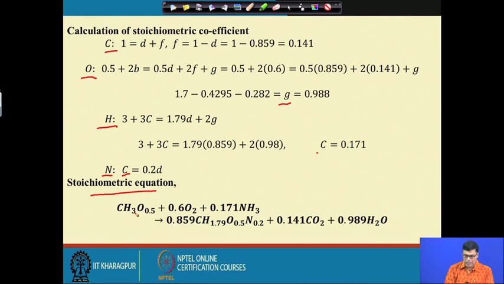If we put this into the stoichiometric equation, we will find this equation is CH3.602, and this you can find out. So this will give you some idea of what is the theoretical yield of the biomass from a gram atom of substrate, that you can easily calculate.